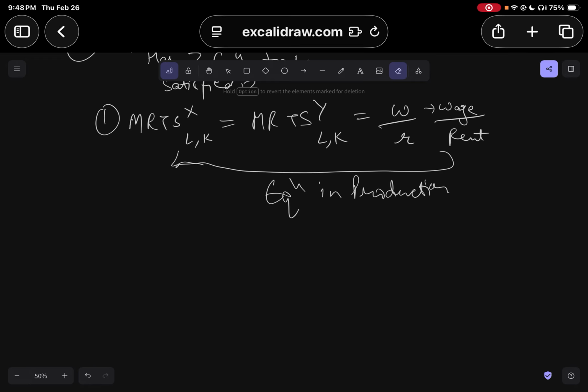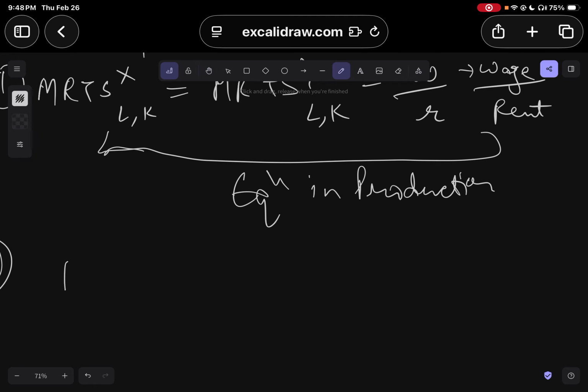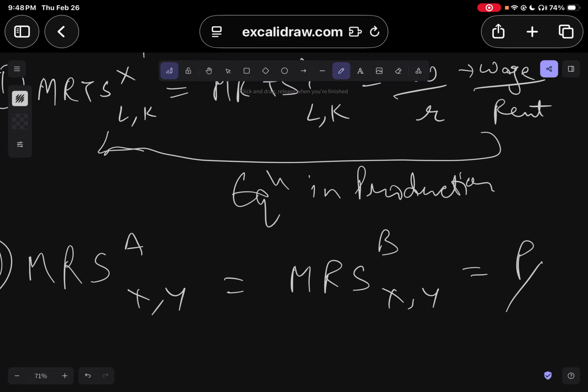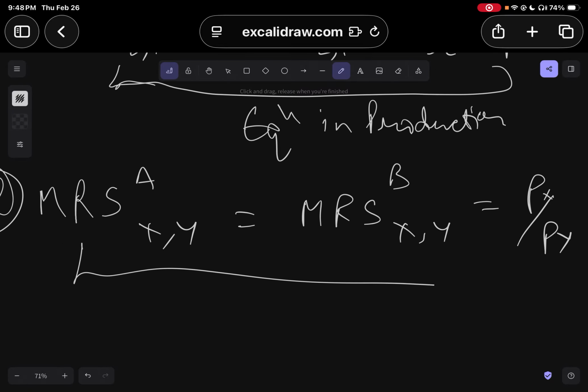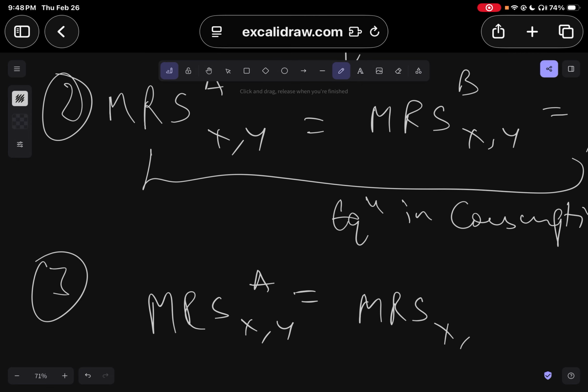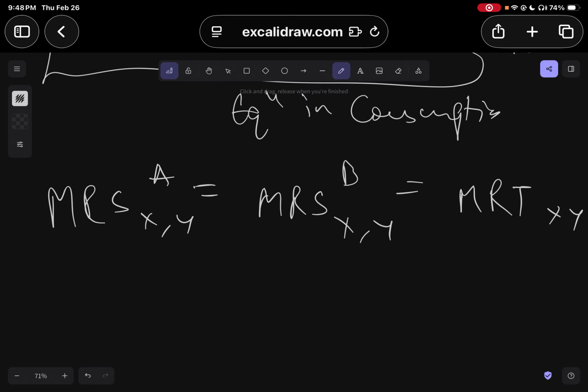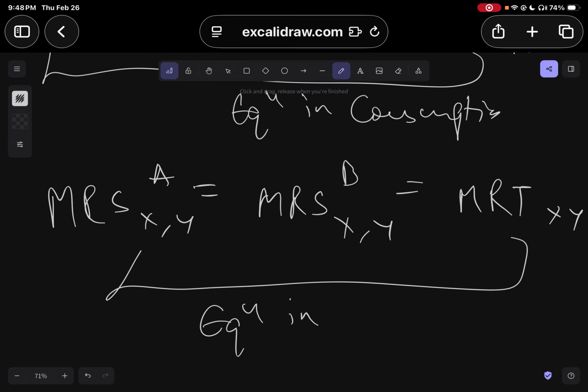Now, the second equation is marginal rate of substitution for X and Y. For A, MRS XY, for B is equal to PX upon PY. This is equilibrium in consumption. And the third equation to be satisfied is MRS XY A is equal to MRS XY B is equal to marginal rate of transformation in X and Y. This is equilibrium in exchange.